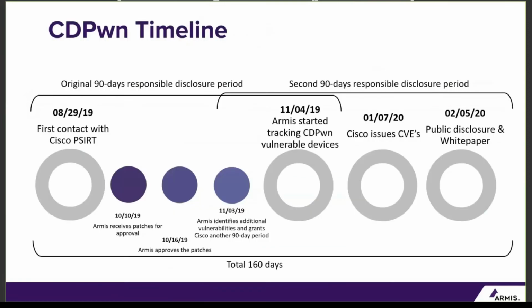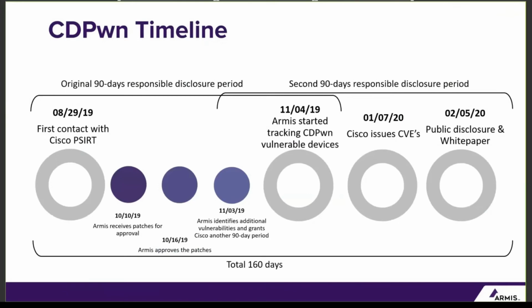And the timeline was pretty straightforward. We started contacting them. We had patches to approve. We approved them. We found additional vulnerabilities during the disclosure process. We extended the 90 days again. And we went public when Cisco issued CVEs, which are the identifiers of the vulnerabilities that Cisco recognizes, and how severe they are. Basically, really, really straightforward.